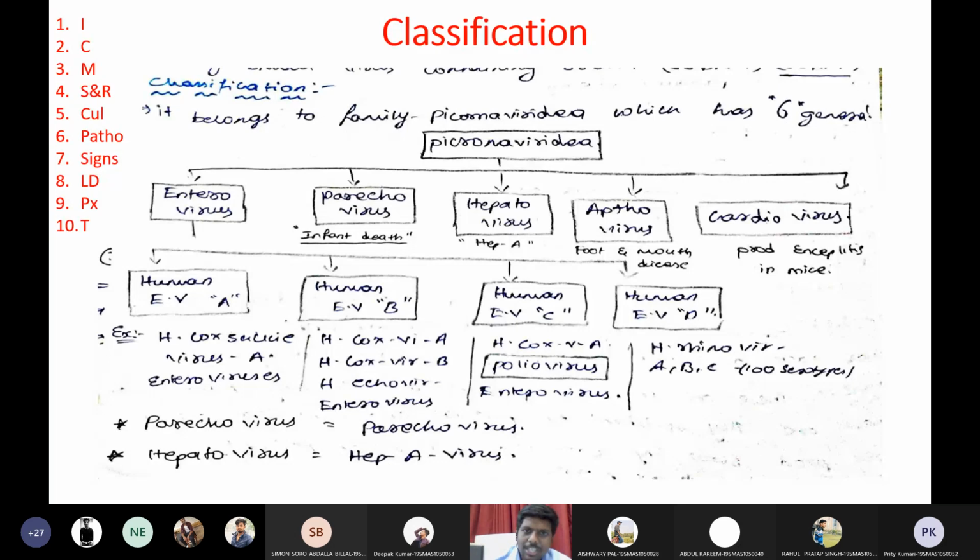When I say Picornaviridae, do you remember the morphology of picornavirus? Do you remember, students? Is it an RNA or DNA virus? Picorna.